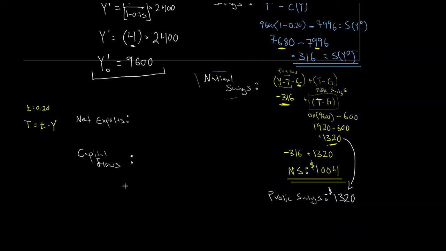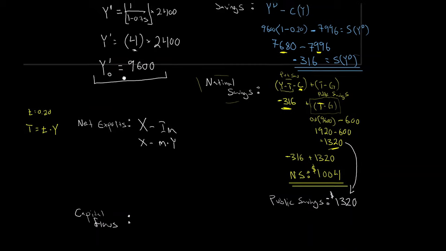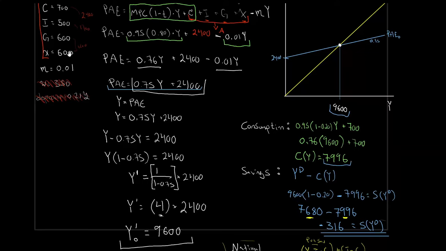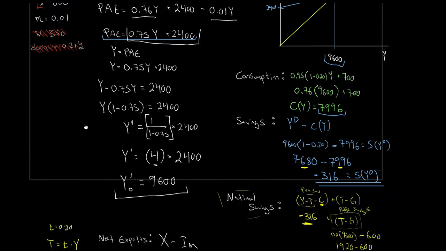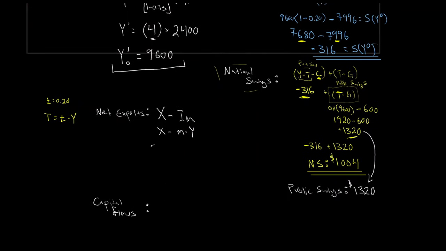Okay. What about net exports? Well, net exports is going to be exports minus our imports. We know that imports is actually M times Y. So, making a little bit of room, let's get rid of capital flows here and move that down. Exports, well, we can look that up. That's just an autonomous variable. Exports is 600. Imports, or marginal propensity to import, is 1%. So, okay, let's throw in that information we know. That's 600 minus my marginal propensity to import 1% times my GDP of 9,600.